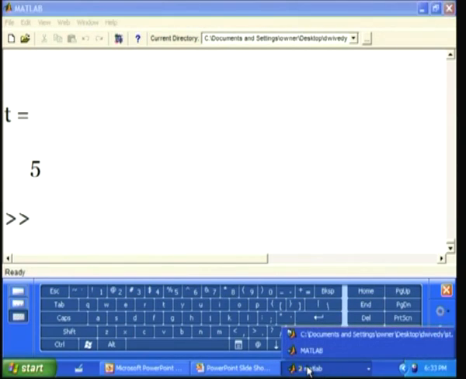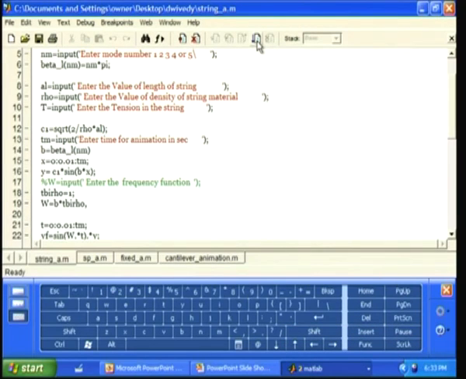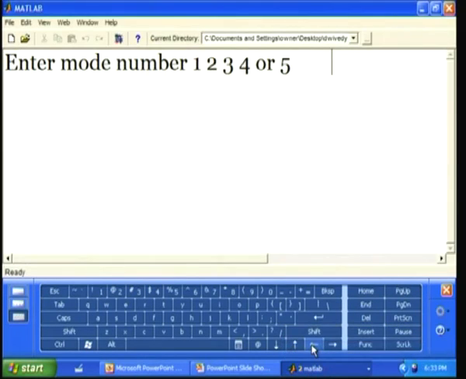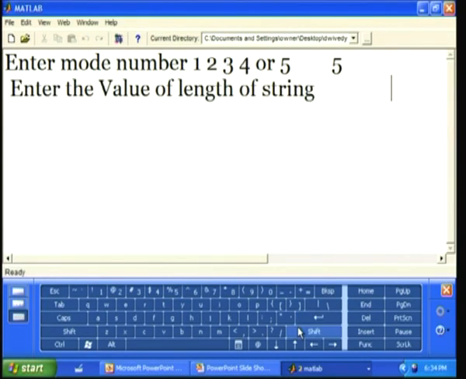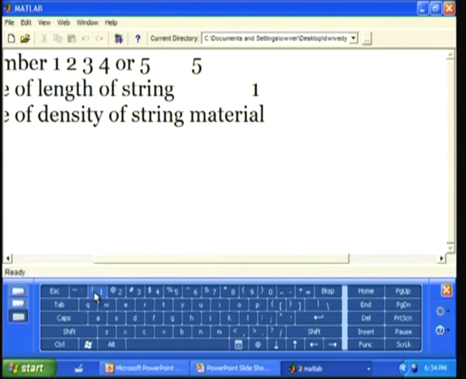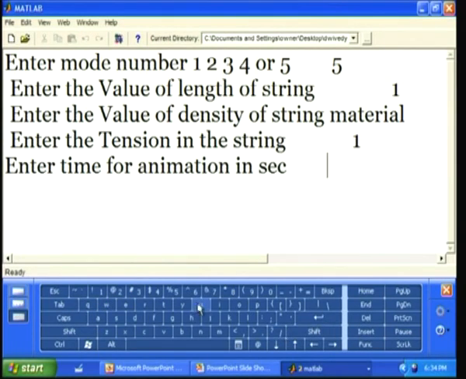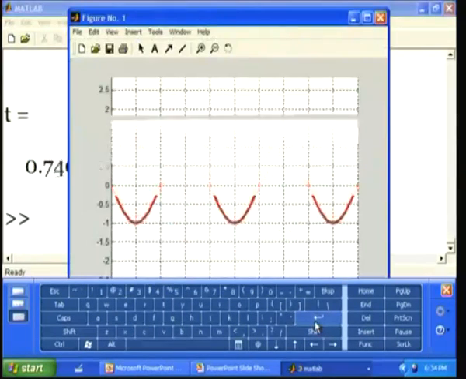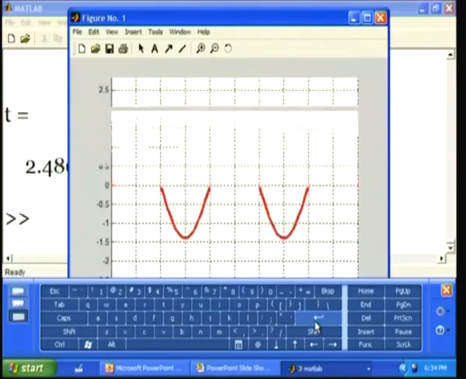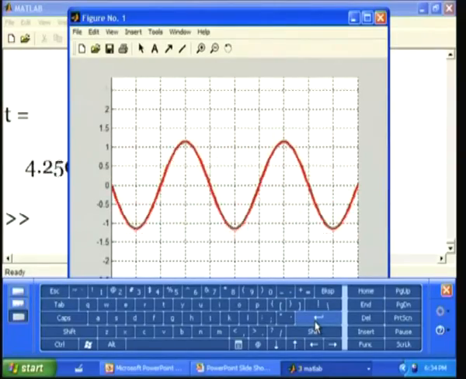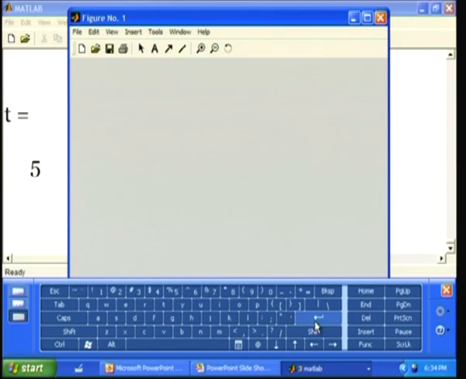Similarly, you may simulate for the fifth mode of the system. I can substitute the number of mode 5, taking the length to be unity, density to be unity and the tension to be unity. I can show you the response of the string. The string vibration will be like this. At 5 different points you can find that there is no vibration of the system.